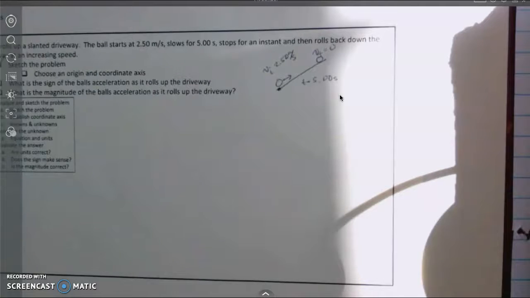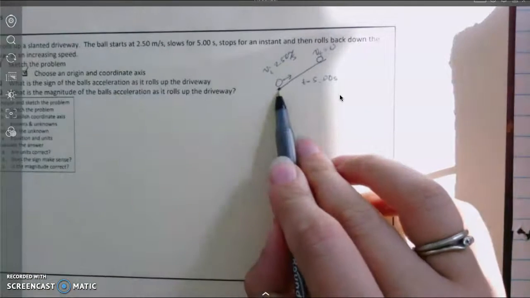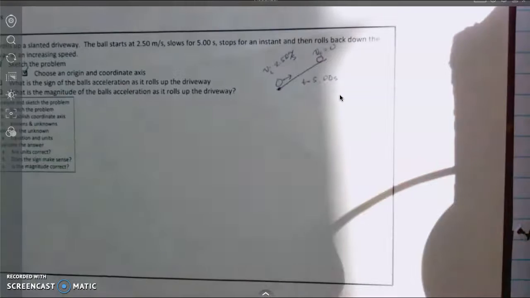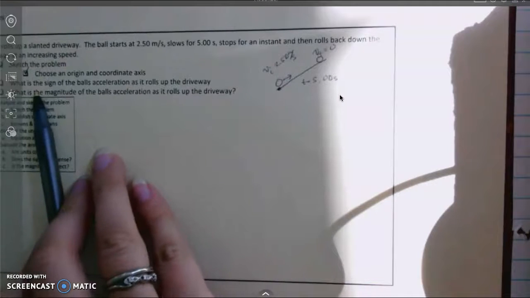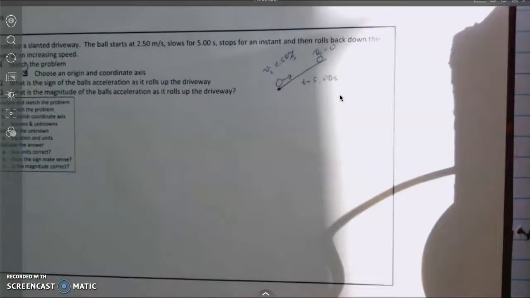Okay, so I sketched the problem. I chose an origin, and I said this is going to be my 0, 0, and I'm going to call this my positive direction, and this is going to be my negative direction. What is the sign of the ball's acceleration as it rolls up the driveway?